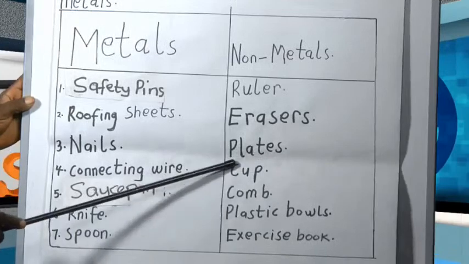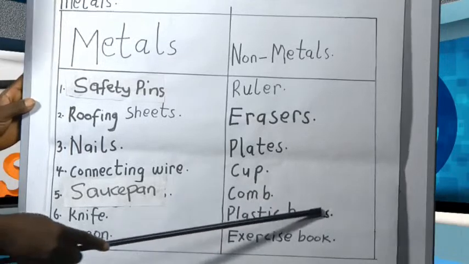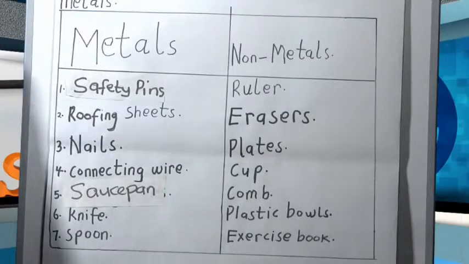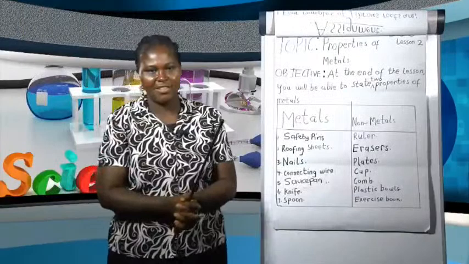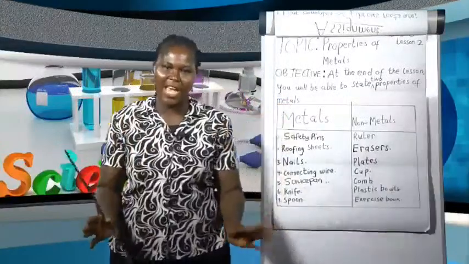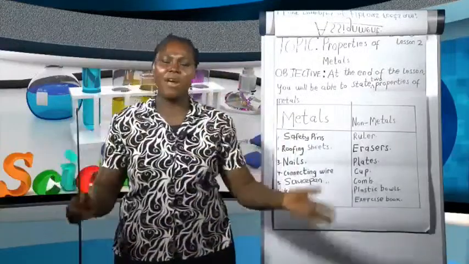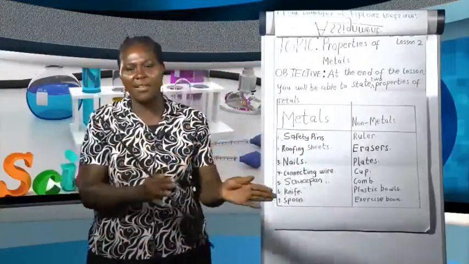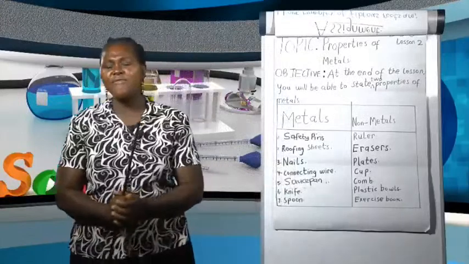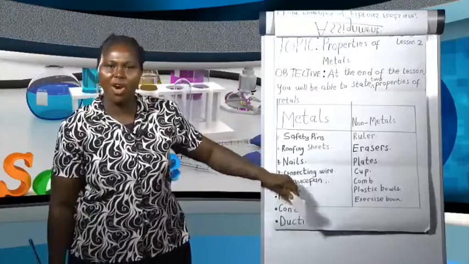plates, cup, comb, plastic bowls, and exercise books. So when you see things made of metals, you will see that this is made from metals. And these are materials made from non-metals. So the things around us have been grouped into metals and non-metals. You have done very, very well. Now let's have a look at the properties of metals.